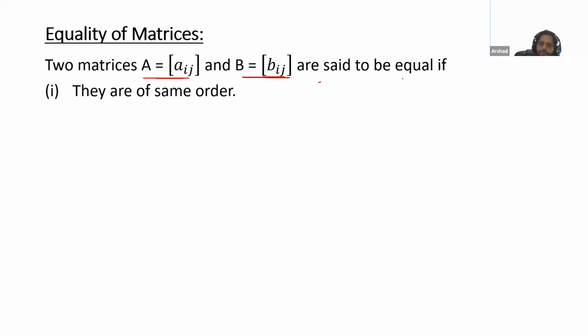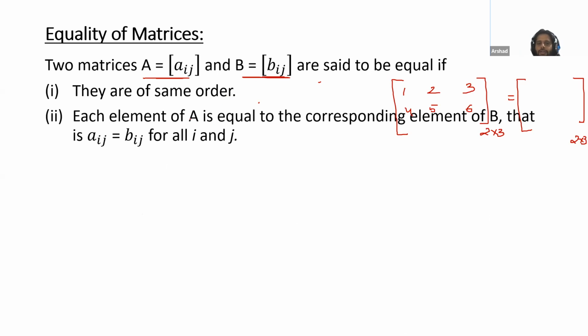For example, if we have this matrix 1, 2, 3, 4, 5, 6, the order of this matrix is 2 rows and 3 columns, so 2 by 3. This will be equal to another matrix which has the same order. So the first condition is the order should be the same. The second condition is each element of A is equal to the corresponding element of B, that is Aij is equal to Bij. So what does this mean? I will draw another matrix.